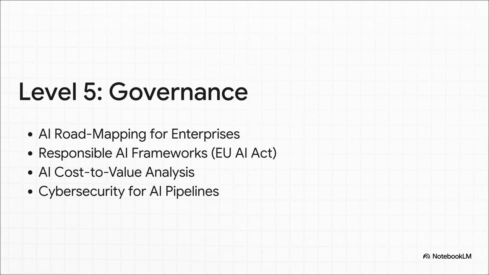And listen, this isn't just for the tech wizards and the coders, not at all. By level 5, the whole game shifts from writing code to building strategy. This is the stuff for the boardroom. How do you map out an AI strategy for your entire company? How do you navigate incredibly complex rules like the EU AI Act? And how do you protect your AI systems from being attacked?